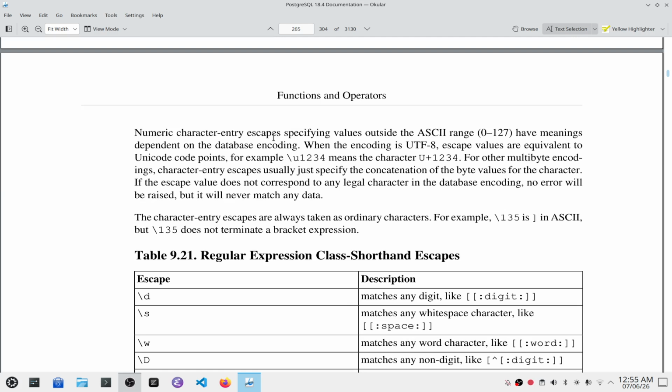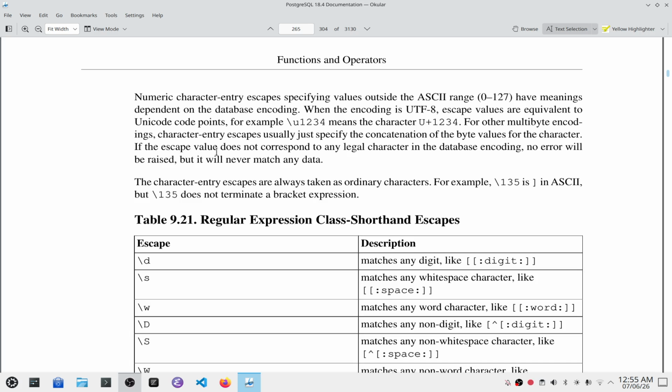Numeric character entry escapes specifying values outside the ASCII range 0 to 127 have meanings dependent on the database encoding. When the encoding is UTF-8, escape values are equivalent to Unicode code points. For example, \U1234 means the character U+1234. For other multi-byte encodings, character entry escapes usually just specify the concatenation of the byte values for the character.